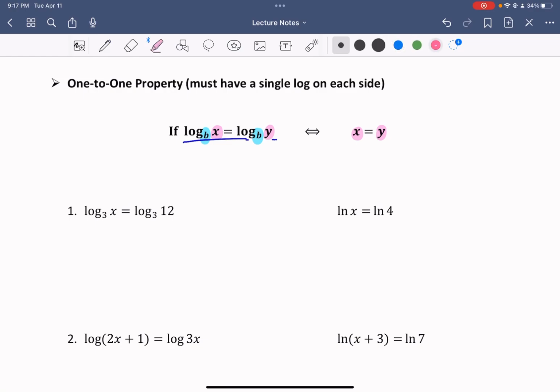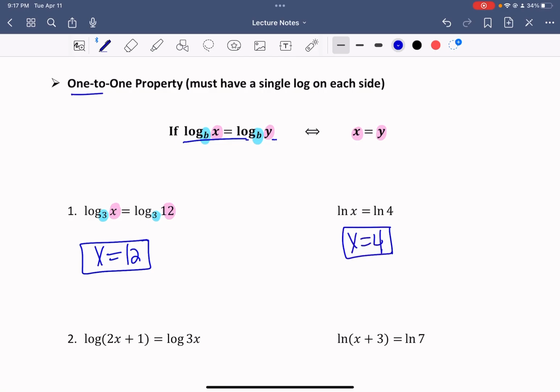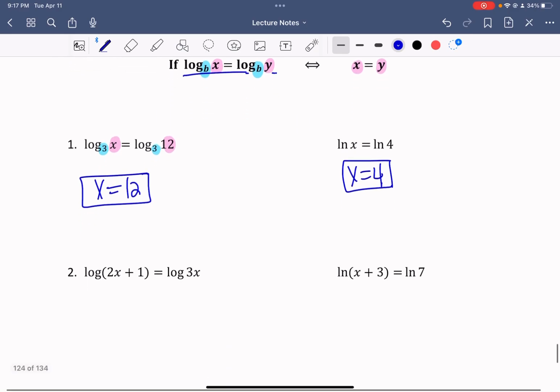That's going to be really nice in solving problems like this. You can see that this was log 3 and this was log 3. So I can just set x equal to 12. So I solved for x. I want to do some simple problems first, to err on the logical side so you can see how these pieces come about, and then we can apply that to some more complicated situations. ln x is equal to ln 4. So that just means x was equal to 4. This is that one-to-one property.